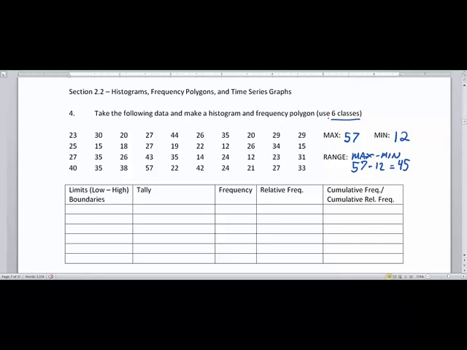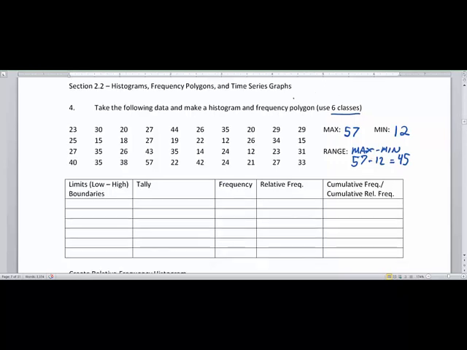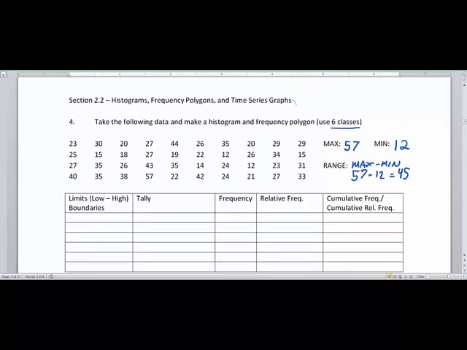And to do so, we will find our class width. Class width will be taking the range and dividing it by the number of classes. Now there are 2 ways to find the number of classes in the problem. One way is to just see straight out what they tell you to do. And the other way is to look at the number of rows. The number of rows will tell you how many classes there are.